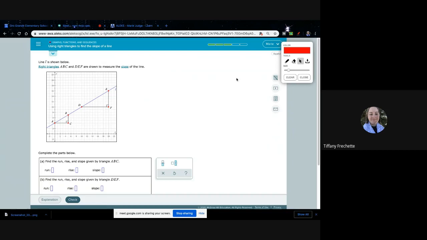Okay, first we're going to do triangle ABC. So run. I can see I'm starting on the y-axis, so I just have to see where I'm going over here. I went over 5 to the right, and then up. Up I'm going 1, 2, 3. So here's 3. My slope is rise over run, so 5 over 3.